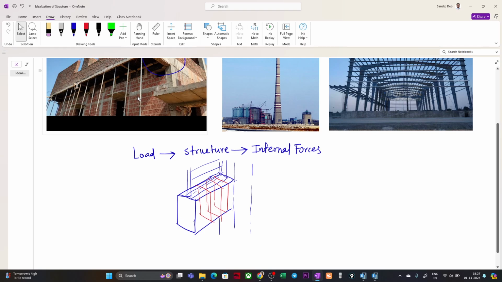So we need to idealize this physical structure into some simple elements, right? Generally, what we do, and in this lecture I'm not going very deep, I'm just giving some overview, is that instead of having a concrete block like this, we consider that this concrete block is basically a line like this. So this is a 2D line, right? This line element. So you call these things a line element, right?